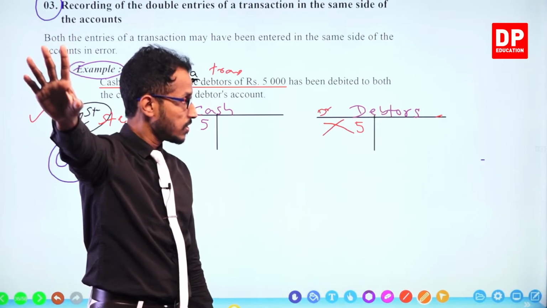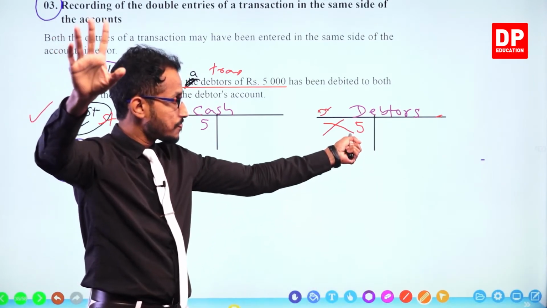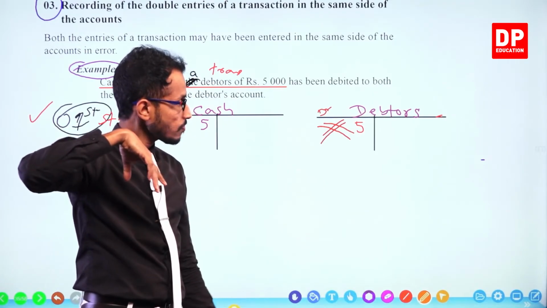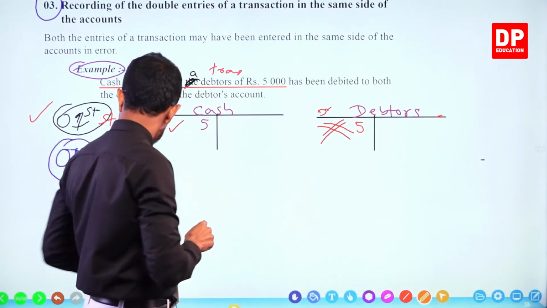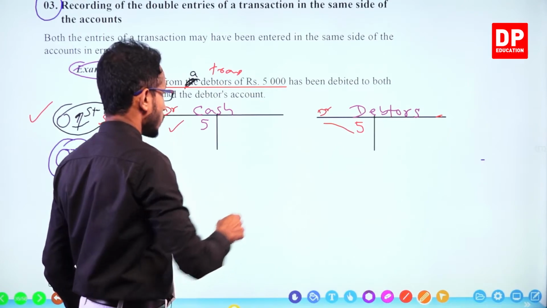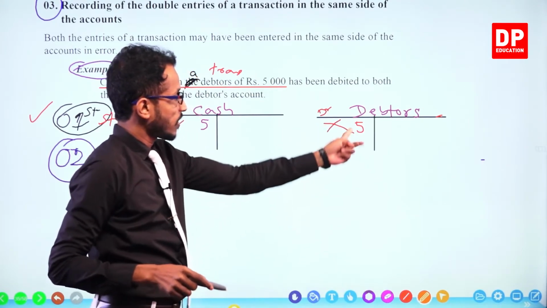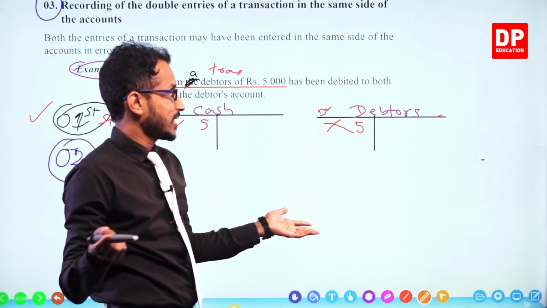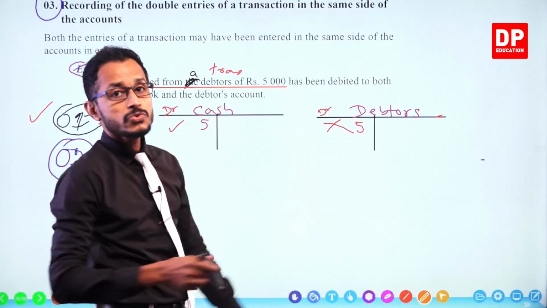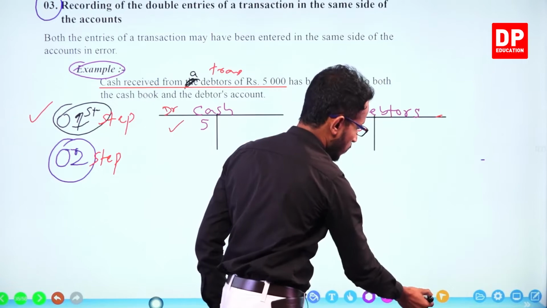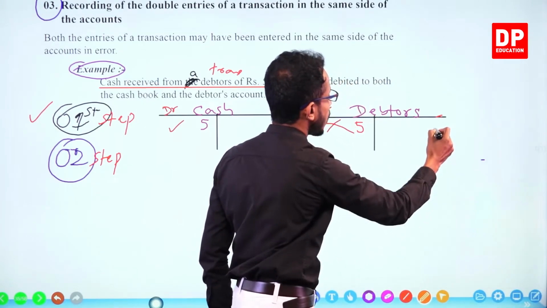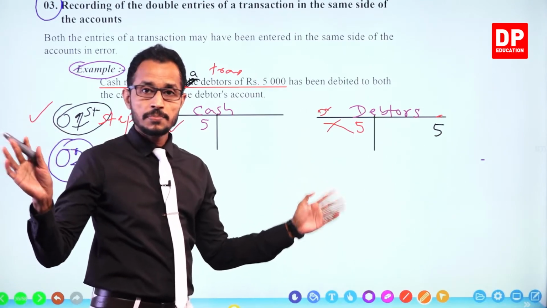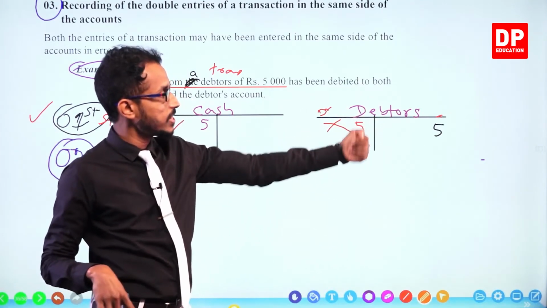Okay. If the debtors account is debited incorrectly, if this 5,000 which was debited is incorrect, what do you do to correct it? What do you do to remove this? You credit 5. Credit 5. Oh, really? Okay, it's done. Is that all? You credit 5 to the debtors account.